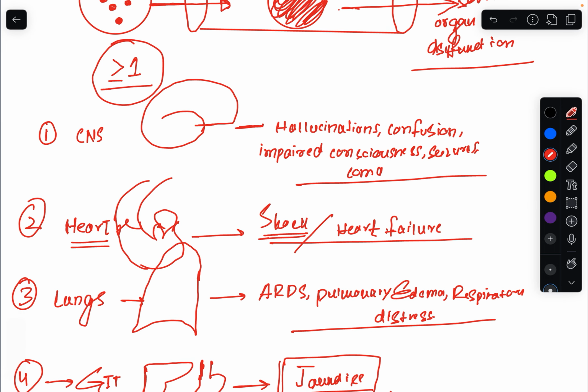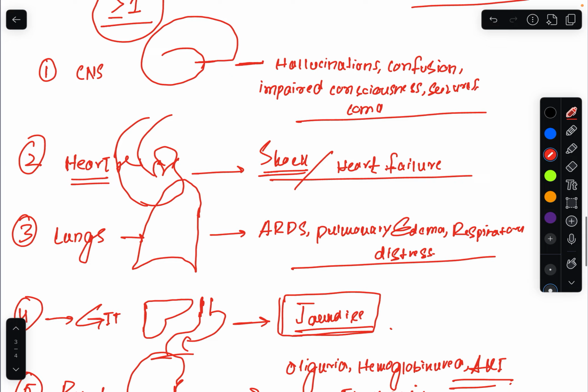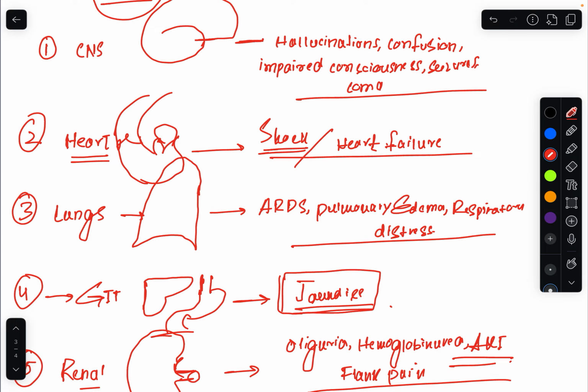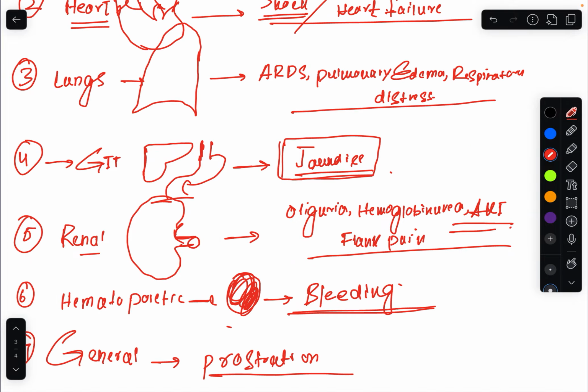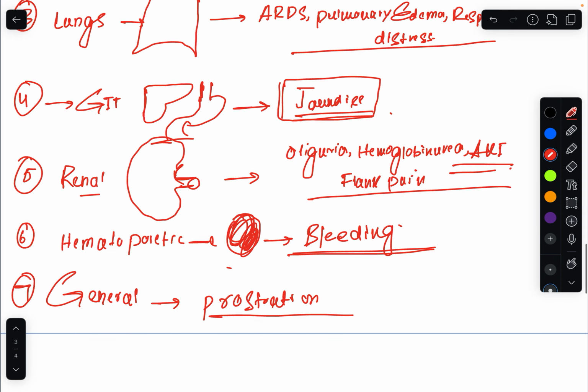So I am repeating once again because these are very important. In CNS, when infected erythrocytes block the capillaries of CNS and lead to organ dysfunction, we can have hallucinations, confusions, impaired consciousness, seizures, and coma. When a similar process occurs in the heart, we can have shock and heart failure. In the lungs, we can have ARDS, pulmonary edema, and respiratory distress. In the liver, we can have jaundice. In the renal system, we can have oliguria, hemoglobinuria, AKI, flank pain.